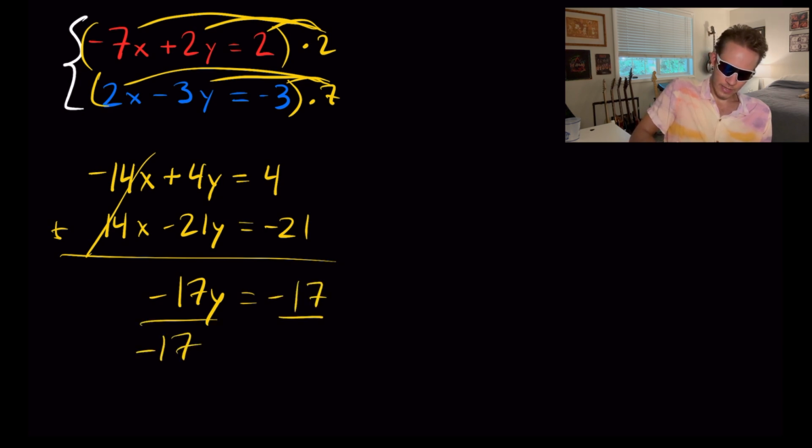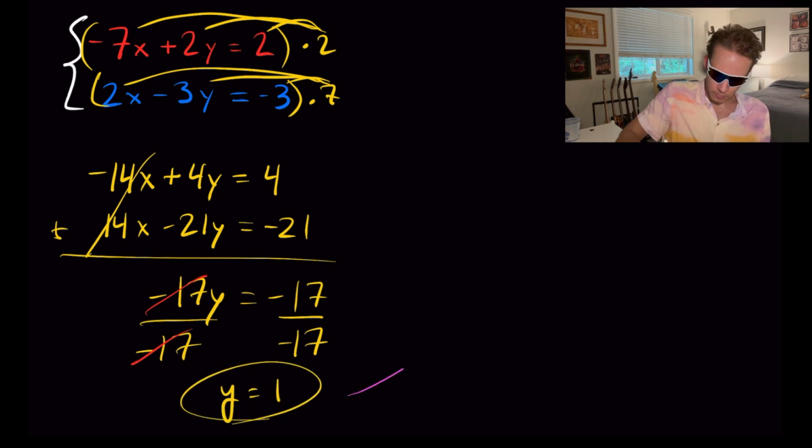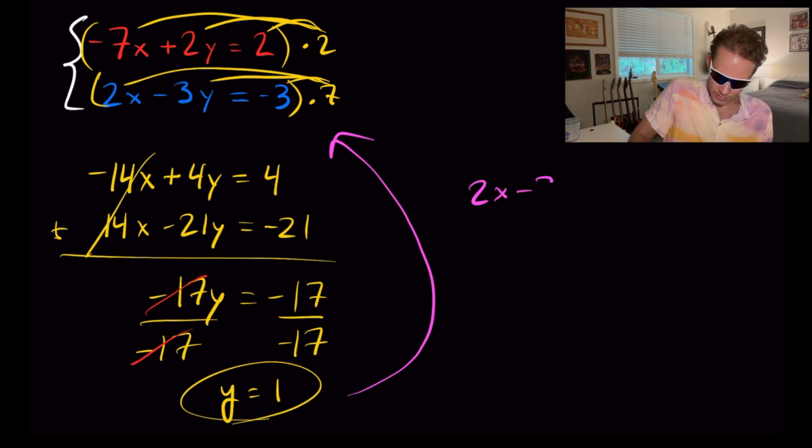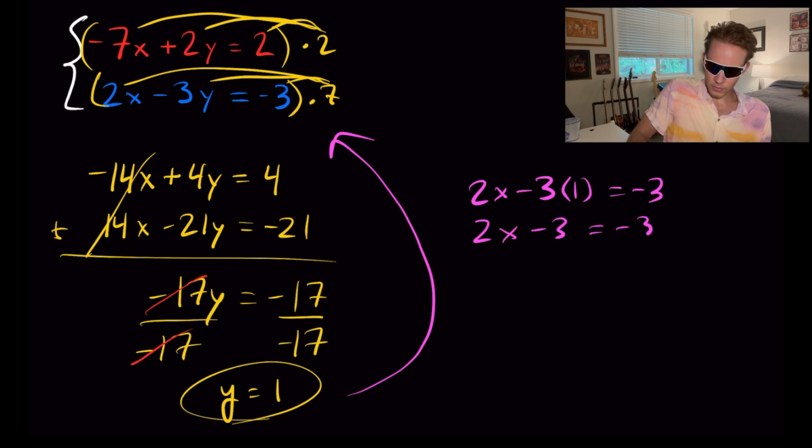Divide both sides by negative 17 to get y by itself. And we get y is equal to 1. All right, so plug that back into either one of the two original equations. We'll go with the bottom one. So we have 2x minus 3y, we're going to do minus 3 times 1 equals negative 3. All right, so we'll have 2x. Negative 3 times 1 is going to be negative 3 equals negative 3.